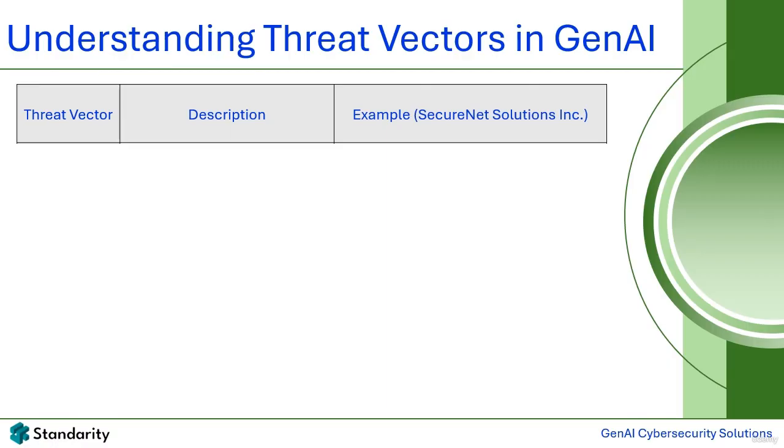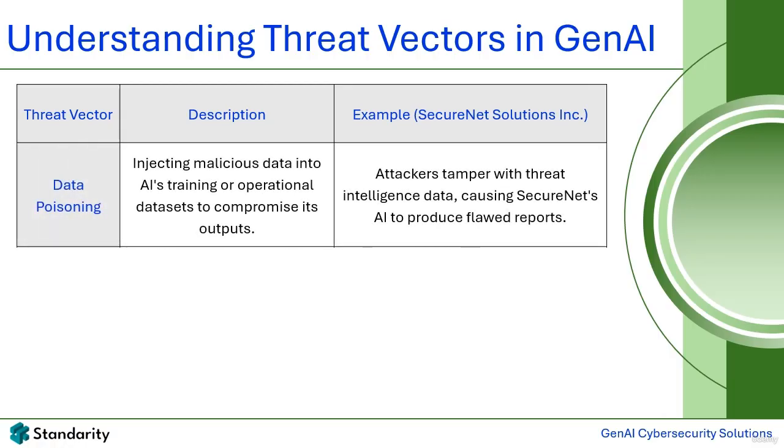Generative AI, GenAI, systems face unique threat vectors that exploit their architecture and capabilities. One such threat is data poisoning, where attackers inject malicious or corrupted data into the AI's training or operational datasets. This manipulation compromises the AI's ability to produce reliable outputs.